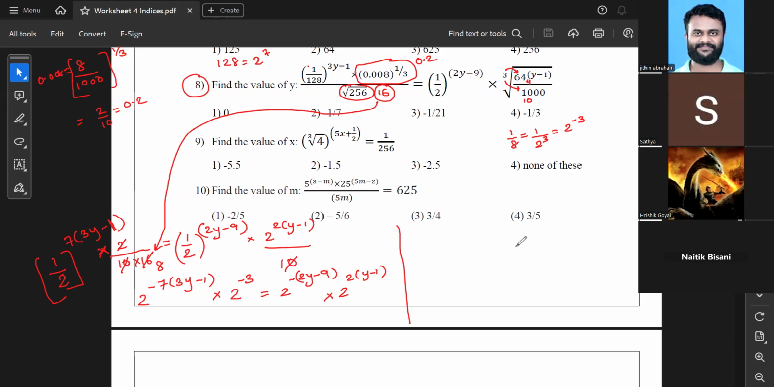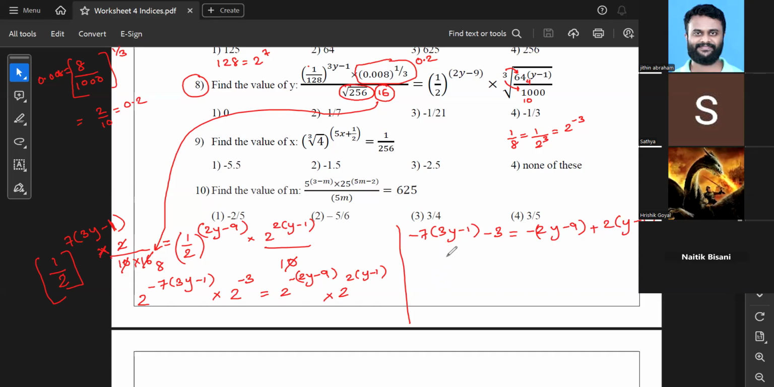I simply have to solve the indices now. So I will have minus 7 3y minus 1. Here it's multiplication which means plus. But later a minus is coming, so plus of minus will be minus. Minus 3 is equal to minus 2y minus 9. It's a multiplication, plus 2 in the bracket y minus 1.